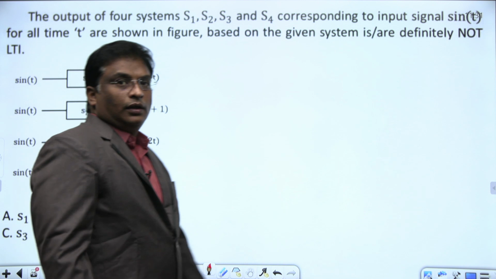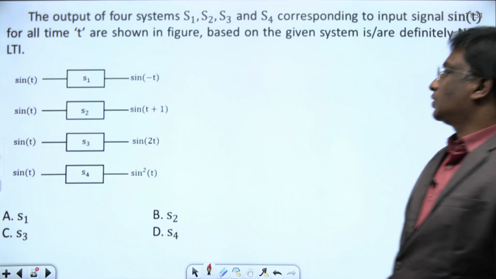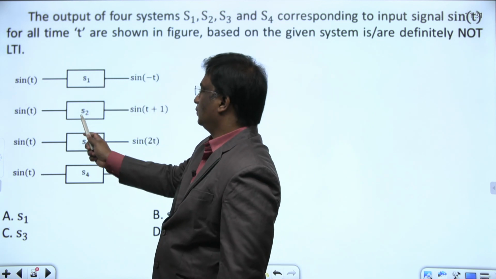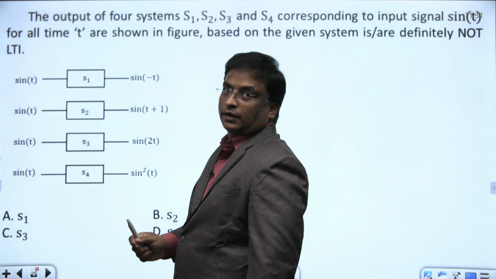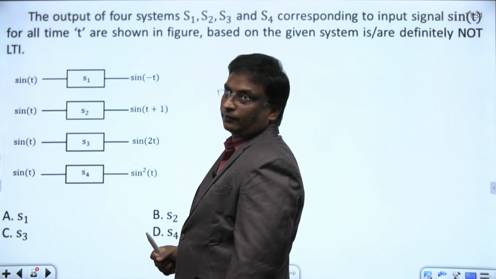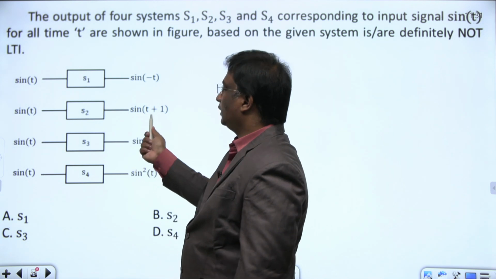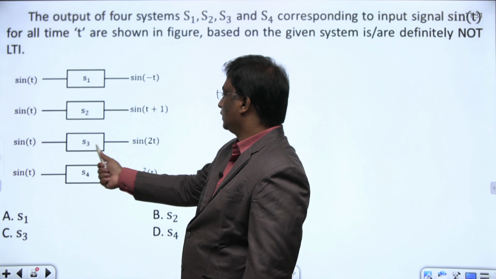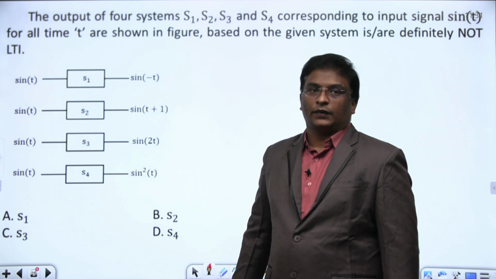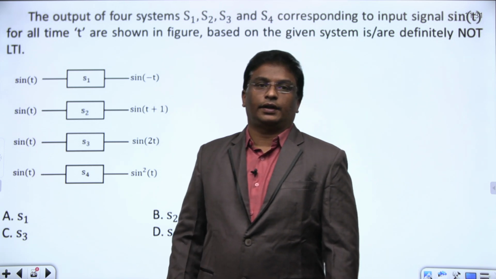The outputs of 4 systems are given: S1, S2, S3, S4. System S1, when sin t is given, is inverting it and giving the output sin of minus t. Sin t given to system 2 gives an advanced signal, sin of t plus 1. When sin t is given to the third system, it gives sin of 2t. When sin t is given to the fourth system, it gives the square of that signal, sin square t.